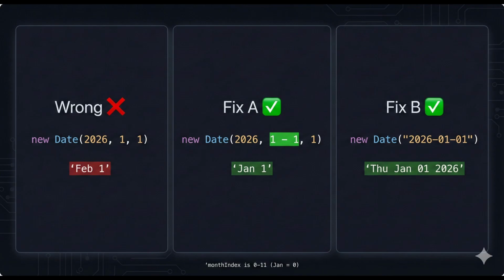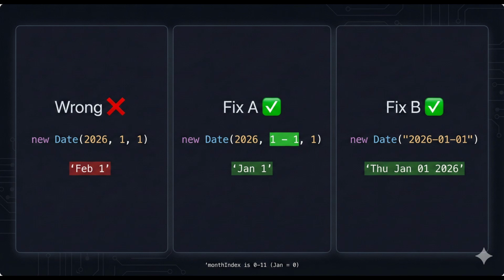Usually one of two approaches. First option, if your API gives months as 1 to 12, subtract 1 before creating the date. So January becomes 0, February becomes 1, and the Date constructor behaves as expected. It's not fancy, but it's clear and it works everywhere.